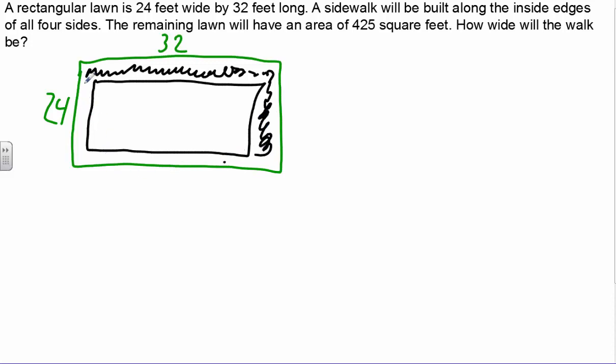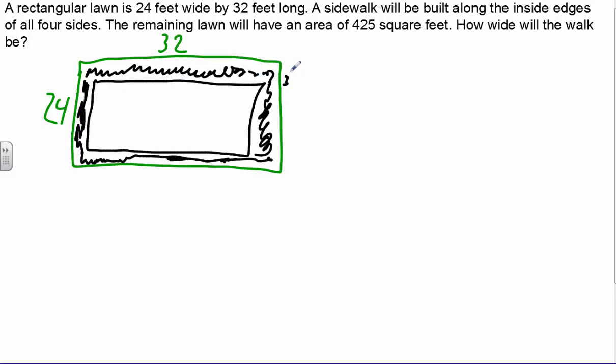Okay? Now, the biggest thing kids don't realize here is, do they tell you what the width of the sidewalk is? No. But if we keep reading along, we know that the remaining lawn, aka this inside part here, is 425 square feet. How wide will the walk be? So we need to find out what is the width of this whole sidewalk that we just built. Okay? And since we don't know what that is, we can just put it as this value from here.